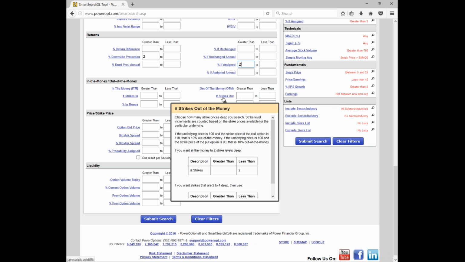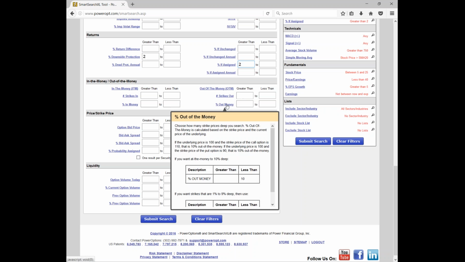What are number of strikes? This is sort of the ladder. Okay, so if you and I are looking at a $50 stock that offers 2.5-point strike differences, the 52.5 strike would be 1 strike out of the money. The 55 would be 2 strikes.